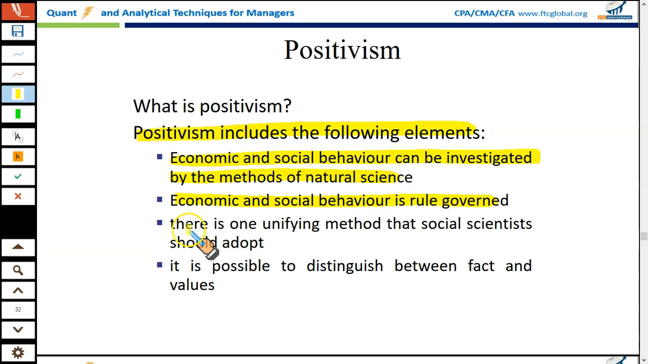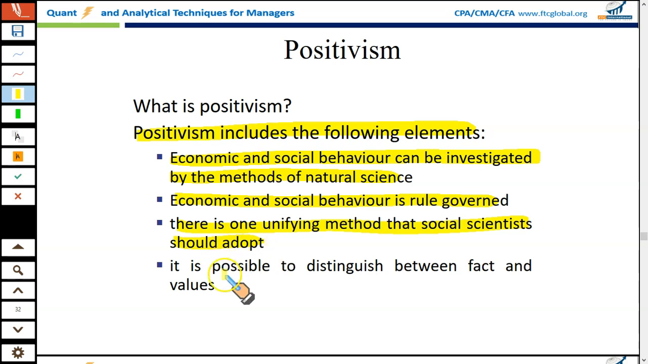That's what it says: there is one unifying method that social scientists should adopt. This is a very important point. This suggests that by using a standardized method like systematic observation and statistical analysis, social scientists can produce reliable and objective findings. This approach would ensure that findings are comparable and verifiable. Scientists A, B, C, D will reach the same conclusion, similar to the method used by scientists in the fields of physics, chemistry, geology, etc. So that's the main point here.